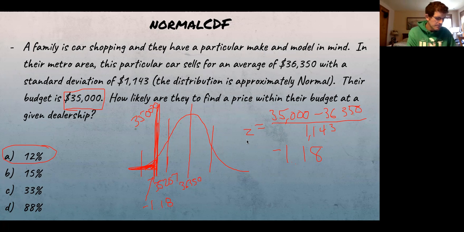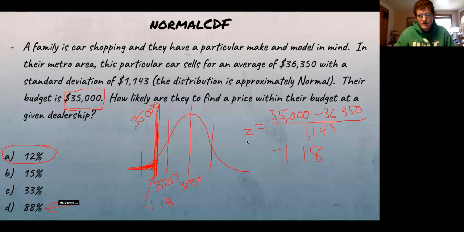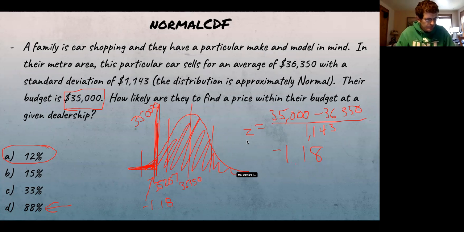If you got 88%, which some people did, then you did everything the right way for z-scores, but you might have put that negative 1.18 as your lower bound and 99999 as your upper bound. So of course, that 12 and 88 would add up to 100%. So you found this area instead. The 15% could have come about if you put in the wrong z-score and you were close, but no one answered 33%. So that's kind of the oddball one. So anyways, hopefully that's good.